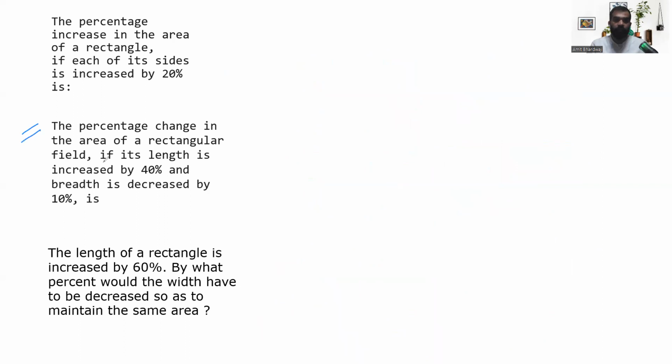Percentage change in the area of a rectangular field: length is increased by 40%, and breadth decreased by 10%. There is no need to stick on one solution. Various solutions exist, but right now we are talking about only one. So now length increased, breadth decreased. You have to find out the percentage change in the area. So 40% is 4 by 10, you can easily say it's 2 by 5. And breadth is 10% decrease, 1 by 10.